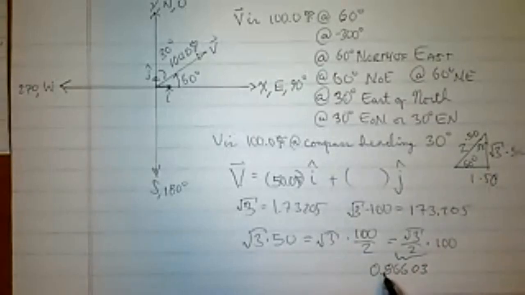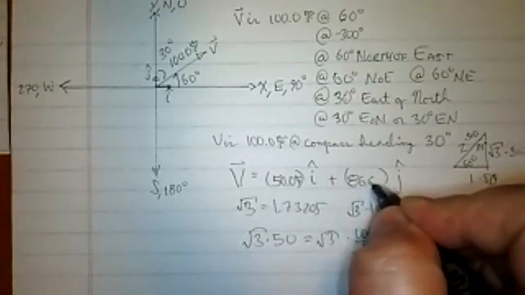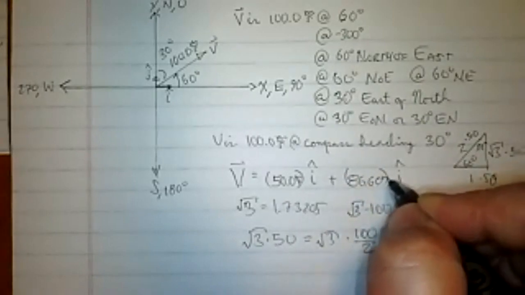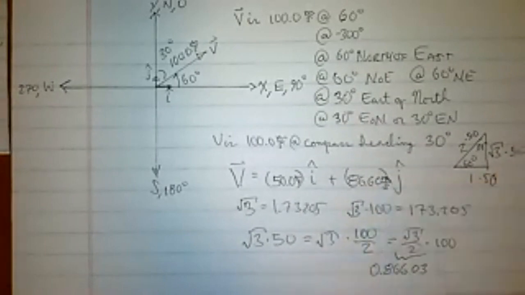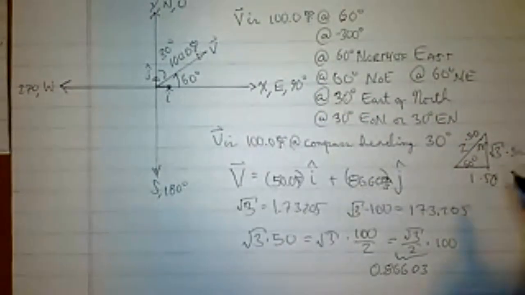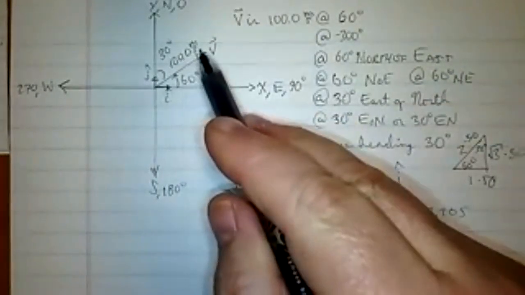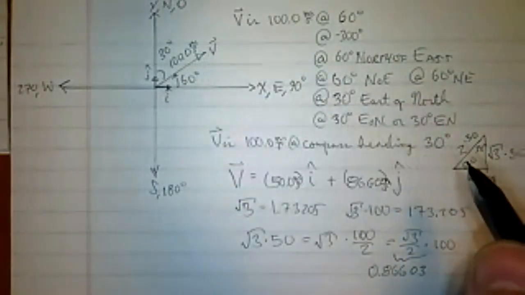So now if I take this and multiply it by 100, I get 86.60. So I'm going to say this component is 86.60 meters per second. So that's the final way you could actually express the vector V in any set of coordinate systems. So I've shown you how to express this 100.0 meters per second magnitude.